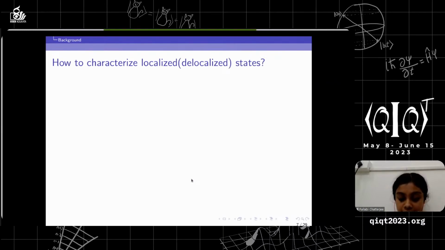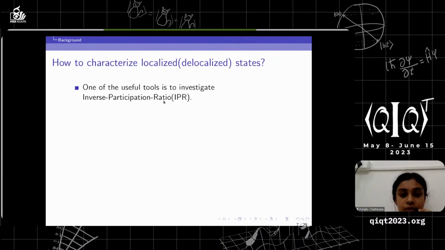Now, how can one characterize this localization or delocalization, whether the state is localized or delocalized? There are many tools to investigate this. One of them is to investigate the inverse participation ratio, which is given by this expression. Here k is the state index. For the k-th state, we write the IPR value like this, and we take the sum over all of the sites.